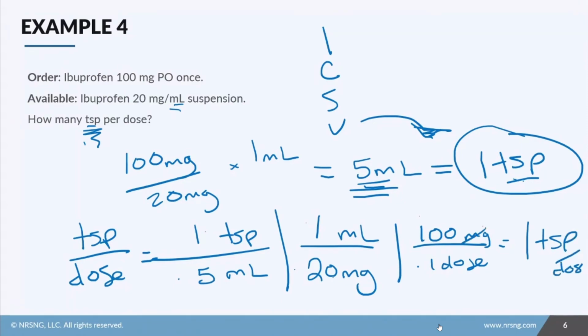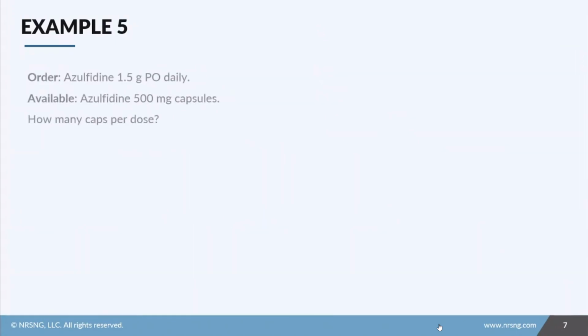Again, cancel milligrams, cancel milliliters. You can see you're left with what you're looking for. Let's do one more. Azulfidine 1.5 grams PO daily. Available is 500 milligram capsules. How many caps per dose?